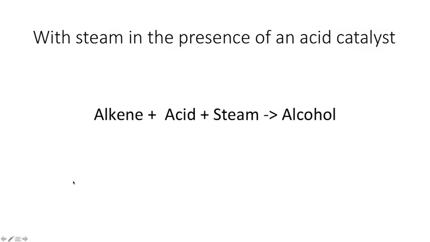In addition, alkenes react with steam in the presence of an acid catalyst, and an alkene plus an acid plus steam will form an alcohol, in that it will become an OH functional group.